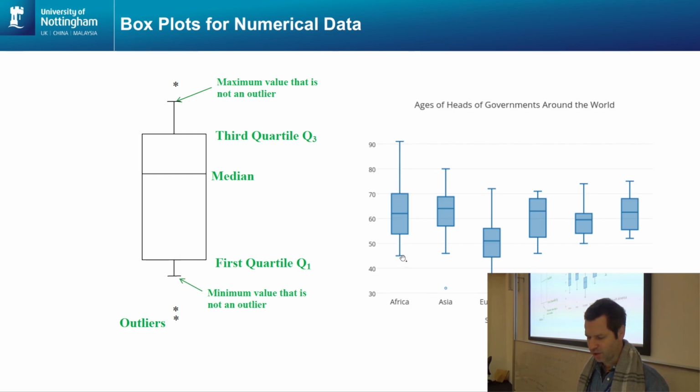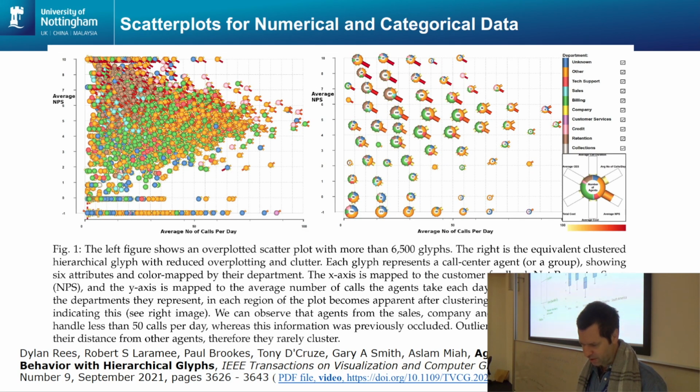For example, the ages of heads of governments around the world. So here we have in Africa a very wide spread, right, from 45 to 90. In Asia we have again 45 to 80, and so on. In Europe, you can see there's the youngest set of heads of government. North America is more compressed, and so on.